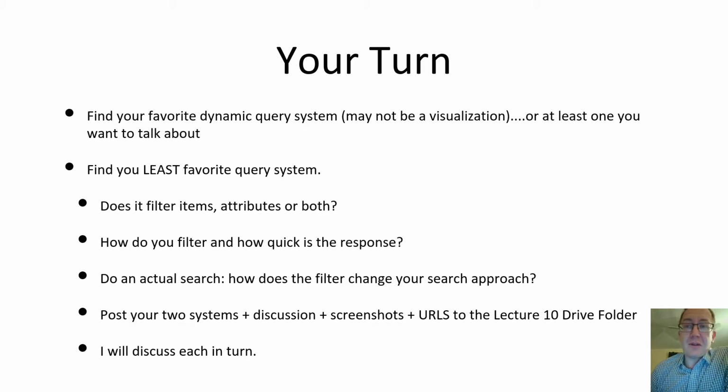And I would like you to find your favorite dynamic query system, or at least one that you want to talk about, and your least favorite query system that's not a dynamic query system. The one that drives you nuts. Does it filter items and attributes? How does it filter things? What is terrible about it? Sometimes finding your least favorite is also as important as finding your favorite. So two things: your favorite dynamic query system and your least favorite querying system in general.